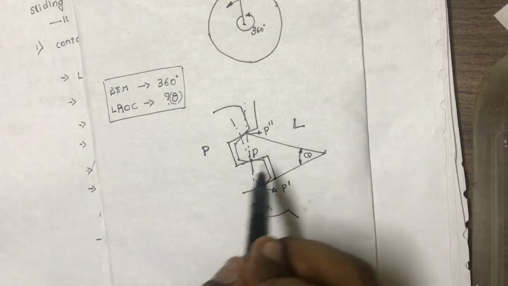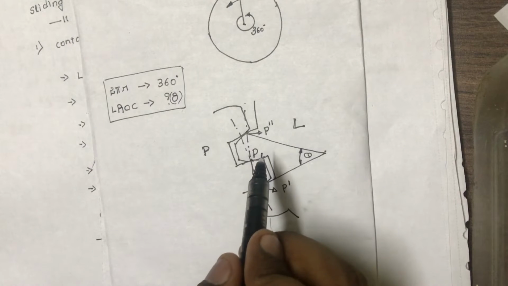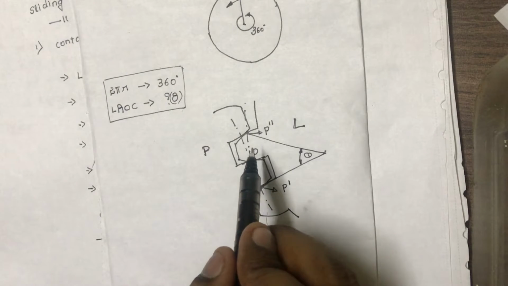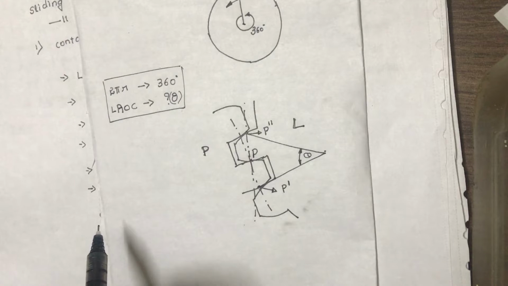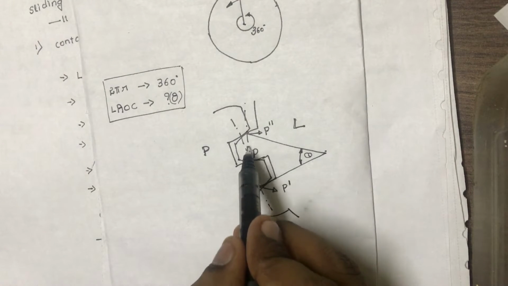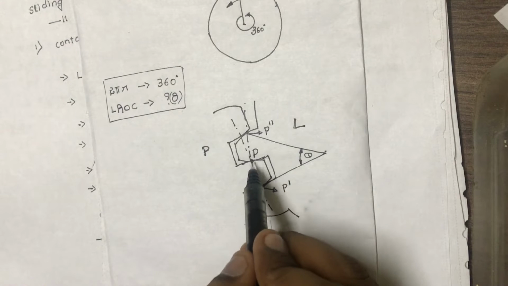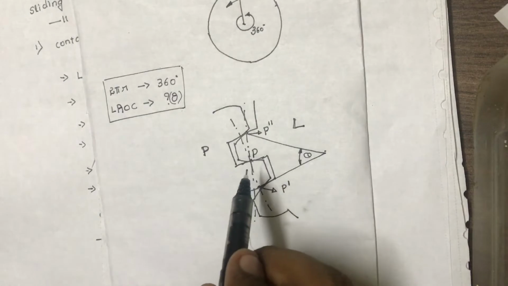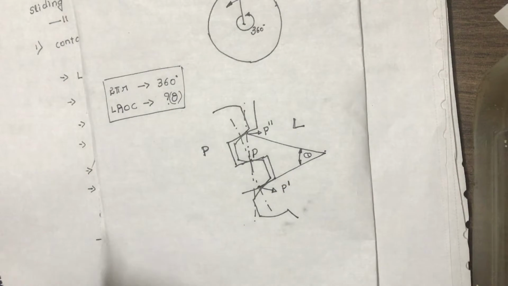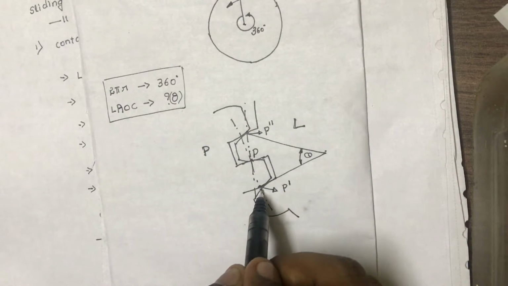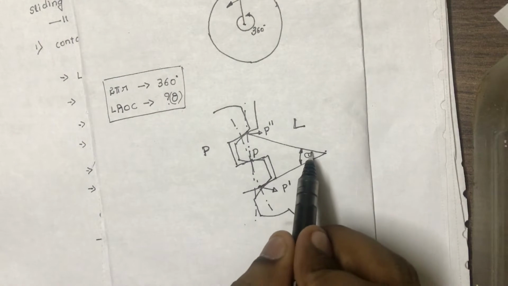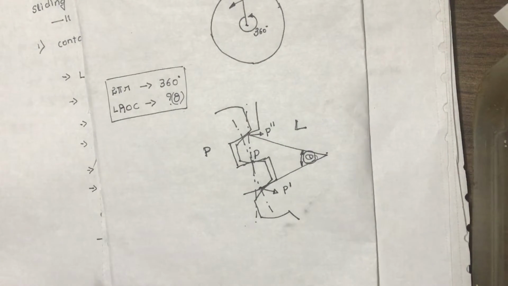For the angle turned through for one pair of teeth, you need to consider the length of arc of contact. Are you getting my point? You need to consider the length of arc of contact for one pair of teeth. For two pairs, you need to consider some other things. So he is asking for only one pair. One pair means it is P dash to P double dash. That is the length of arc of contact. So he is asking for theta.